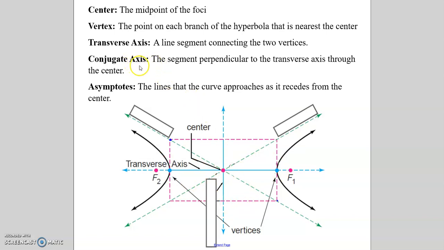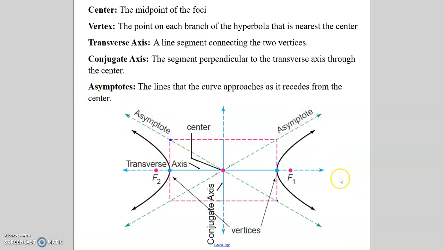And then the conjugate axis is the segment that's perpendicular to the transverse axis. So this line right here is called the conjugate axis. And then we also have these green lines here that are asymptotes. Those are lines that this hyperbola will approach but never actually reach. So that's an asymptote, and then there's another asymptote.